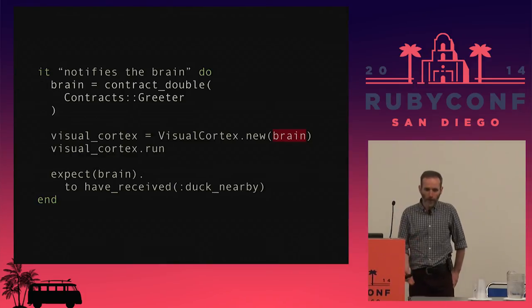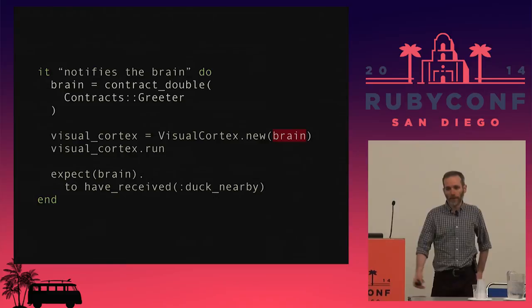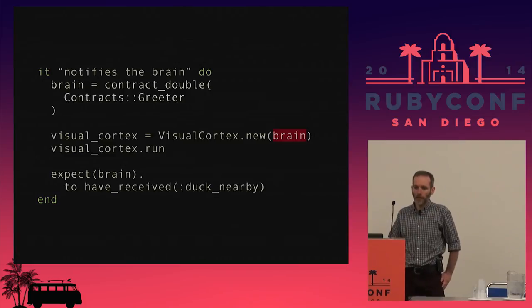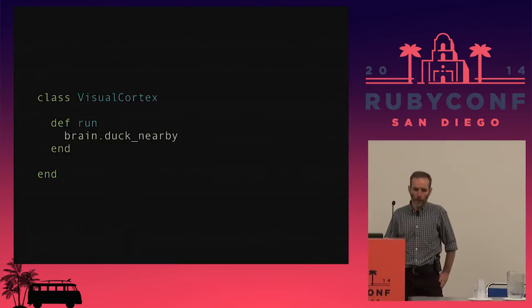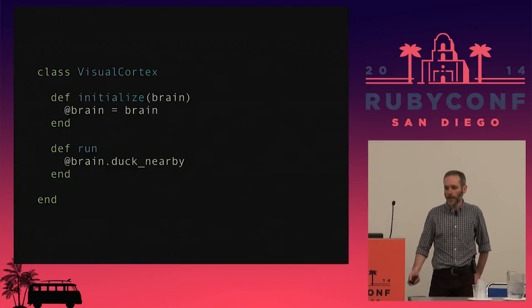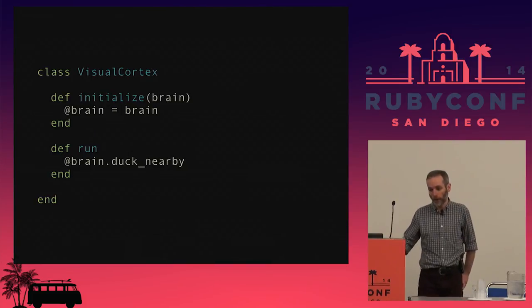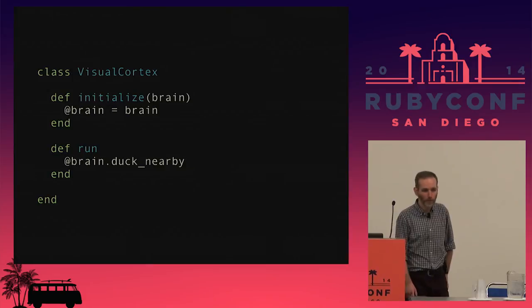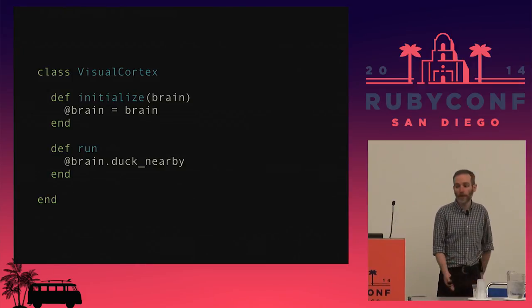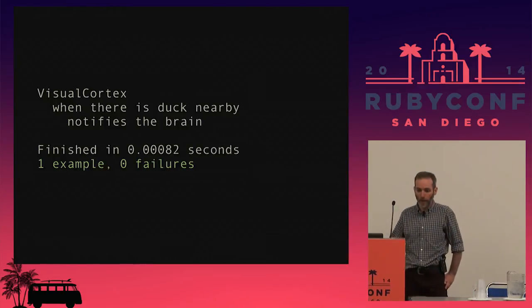But this fails because we haven't written the initializer in Visual Cortex to take this argument. So the test is saying, you can't do this. You cannot pass an argument here. So we have to go and change that. So we go back to our Visual Cortex class. We need to add an initializer, which takes an argument. And in fact, this will be a brain that we then try and call later for duck nearby. Okay, at this point, when we run the spec for Visual Cortex, it passes.